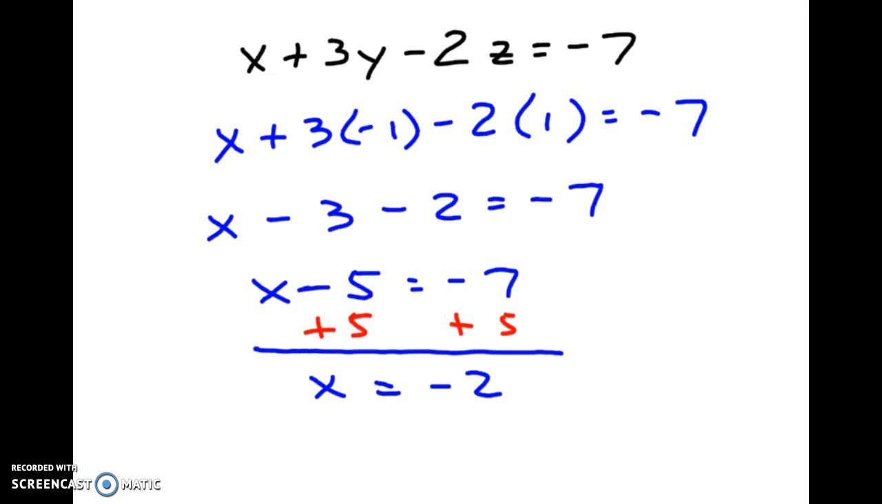So overall, our answer, if we listed it as a three-dimensional point, we got -2 for the x, -1 for the y, 1 for the z. If you get a second, plug that into either of the other two equations. Actually, it'd probably be good to plug it into both. Double check to make sure your numbers work out fine.